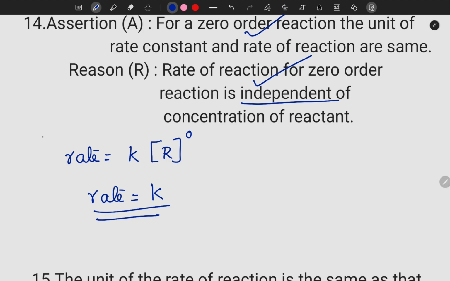So both are correct. Assertion and reason both are correct statements. Since the rate of the reaction is independent of concentration of reactant, the unit of rate and rate constant will become equal. So we can say option A. Even CBSE has given marks for option B also.